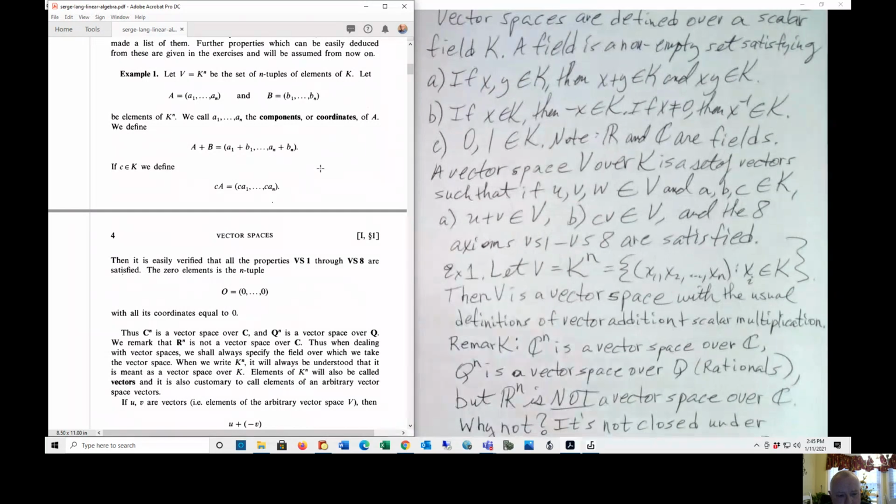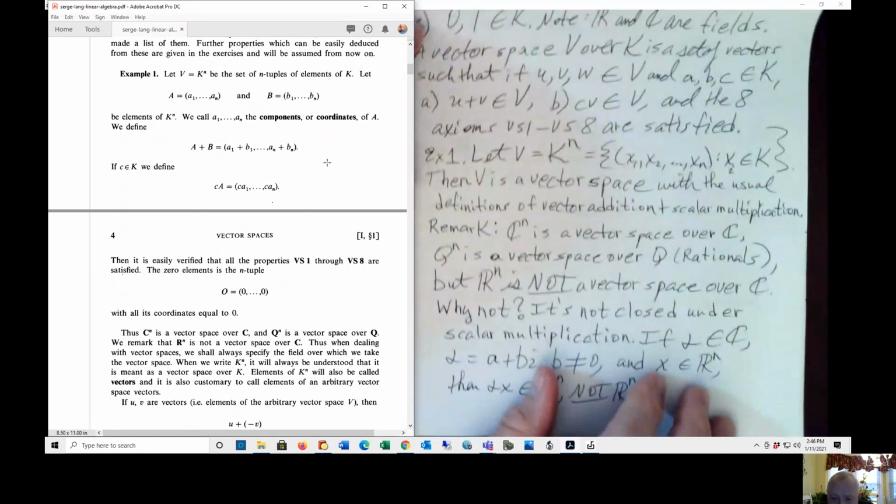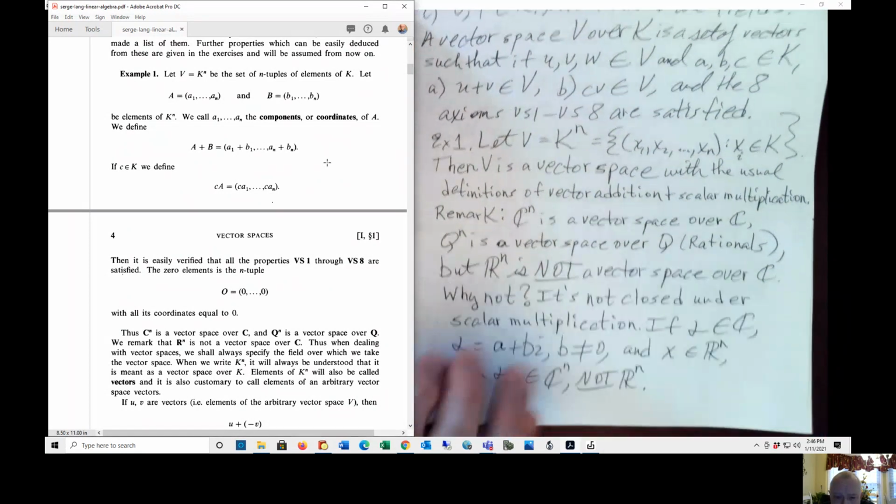Now, with this context, we note that Cn, the complex number Cn, is a vector space over the complex numbers, and Qn is a vector space over the rational numbers. But we can note that Rn, of course, is a vector space over the real numbers, but Rn is not a vector space over the complex numbers. Why not? Look here at my notes.